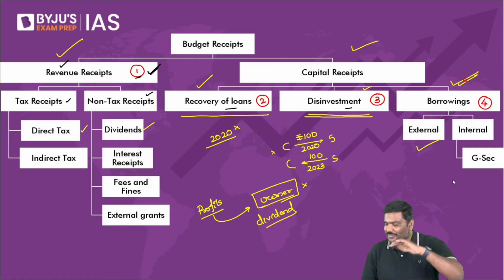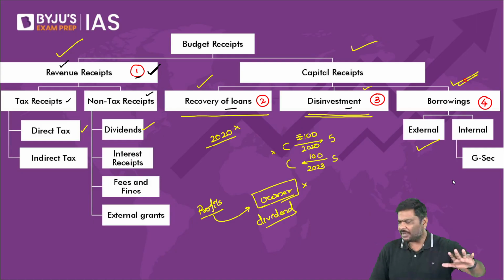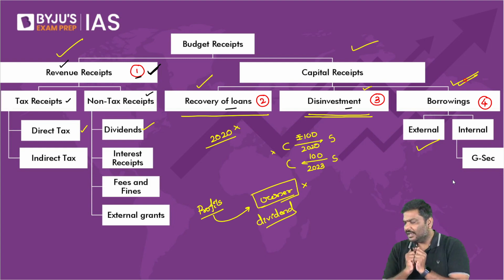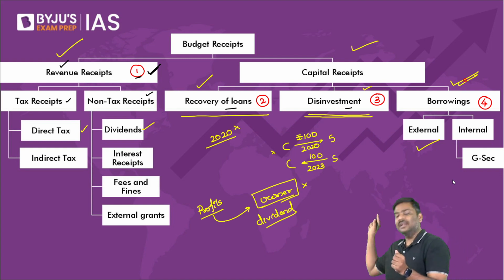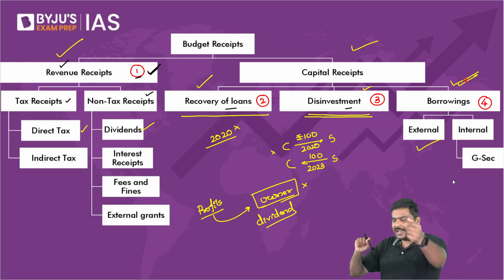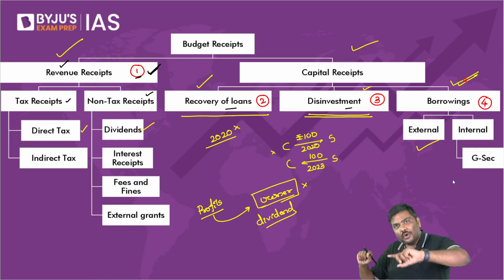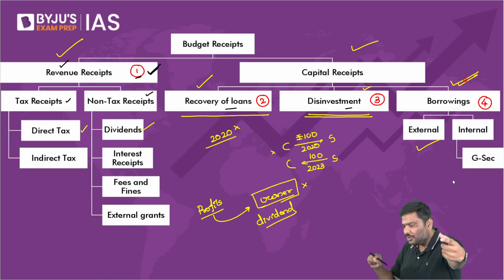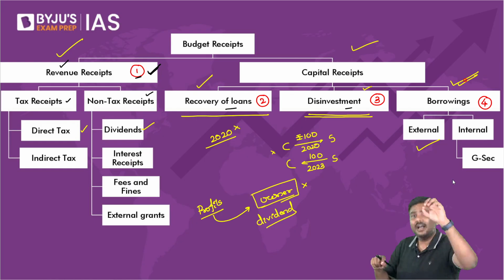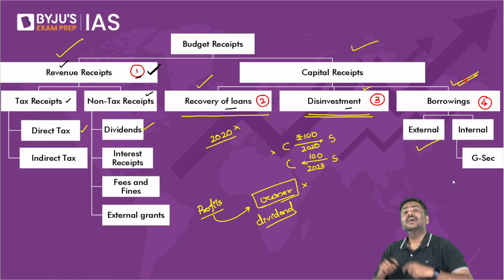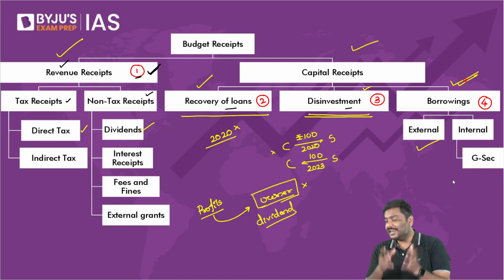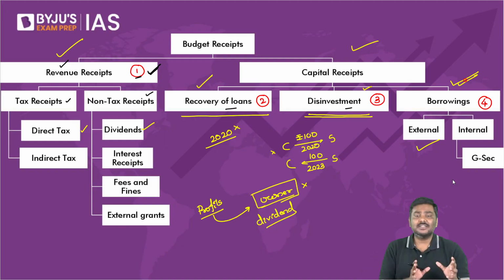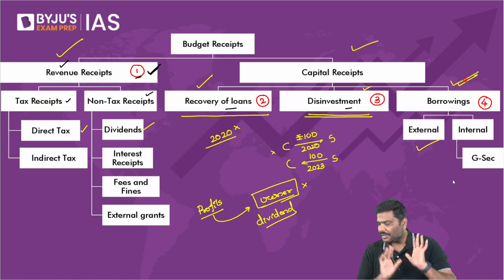So the argument is very simple. You will collect money. Is it going to create a liability? Liability again means you will collect money today. Are you going to repay this amount in the future? There is a must payment in the future. That is called a liability or a debt. Borrowings create a debt, whereas any other receipts do not create a liability for the government.